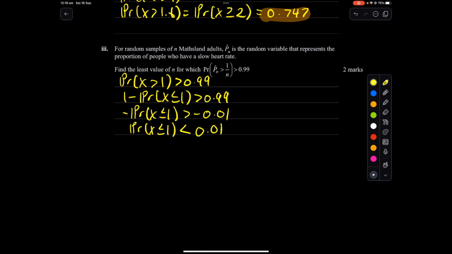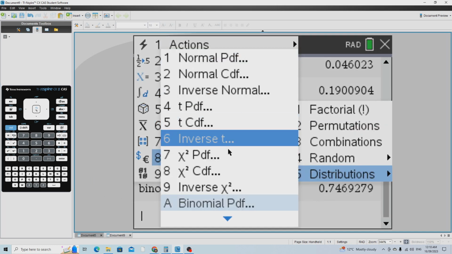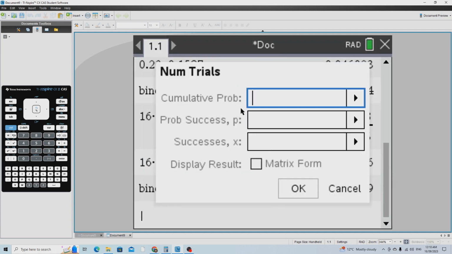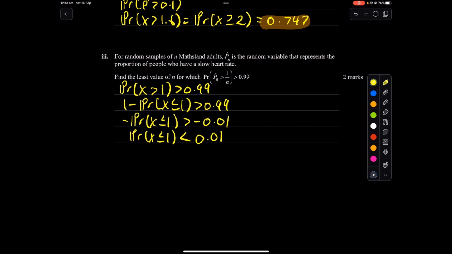So we can use the function. Go on menu, probability distributions, and go to inverse binomial n. Our cumulative probability is 0.01. Our probability of success is, what was it? 0.1587. Our success number is 1. Okay, that gives you 39. So your n value is 39.